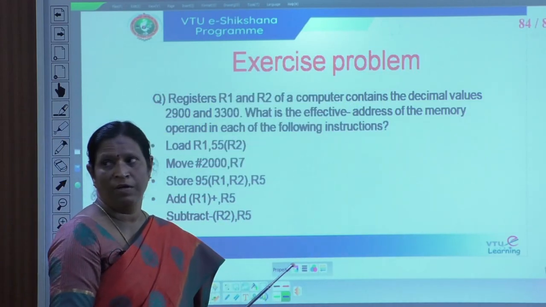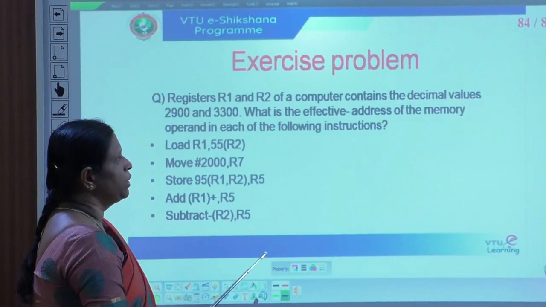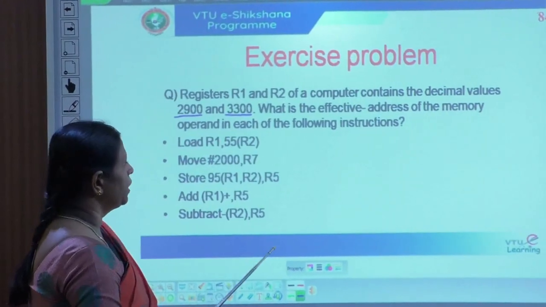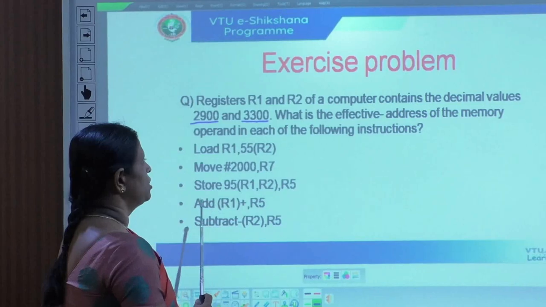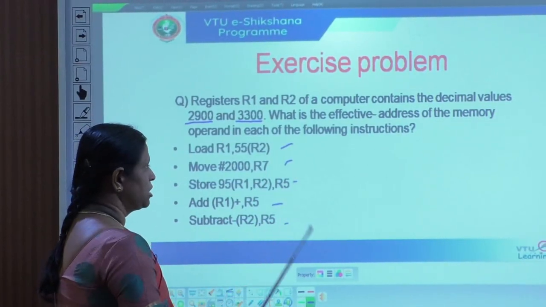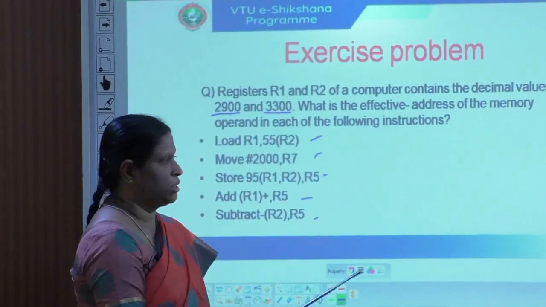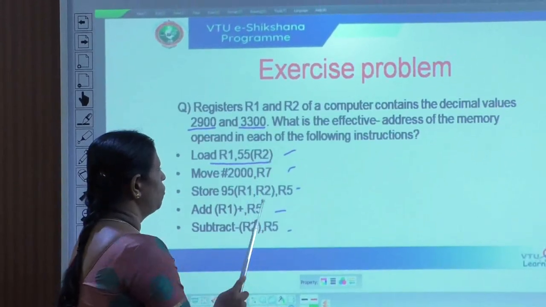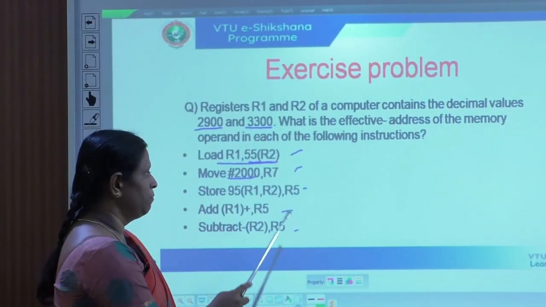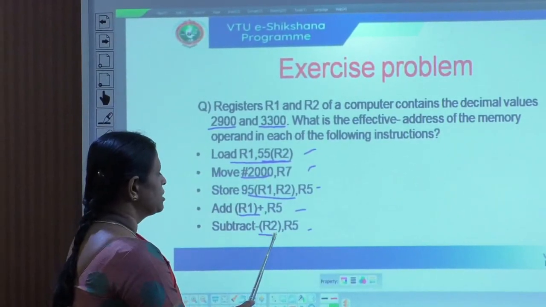Now this is a frequently asked question in the exam, so you can note this one. Registers R1 and R2 of a computer contain the decimal values 2900 and 3300. What is the effective address of the memory operand in each of the cases? Here we are required to find out the effective address of the memory operand in each of the instructions given. I again repeat, by looking at every instruction you should be able to identify the different forms of addressing modes. This is an indexed addressing mode. This is an immediate addressing mode. This is indexed with the base and offset value. This is the auto increment and this is the auto decrement mode.